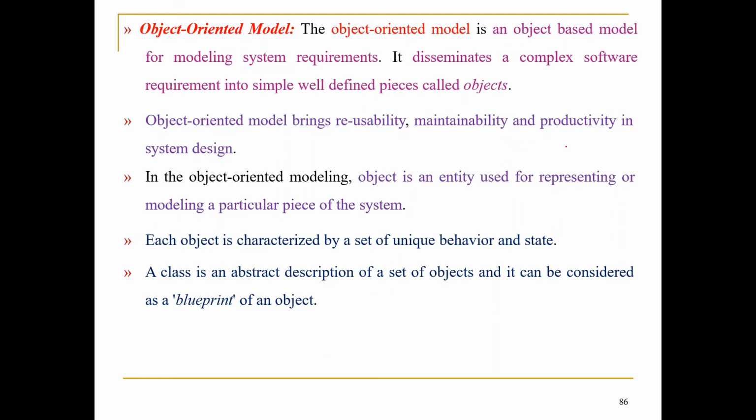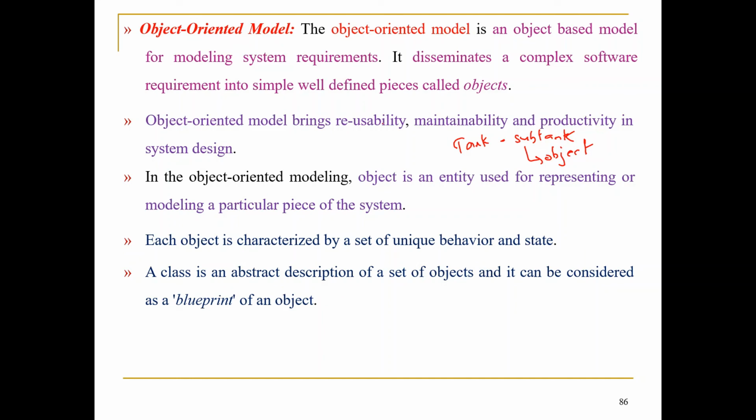So in case of the previous one, you divide the task into subtasks. But in case of your object oriented model, instead of calling this a subtask, I'll be calling this an object. See here, the object oriented model is an object based model for modeling system requirements. Yes, it disseminates a complex software requirement into simple well-defined pieces called objects. So simple well-defined pieces means subtasks, and every task is pretty much clear about what is going to happen and what the works are that are happening in this particular subtask.